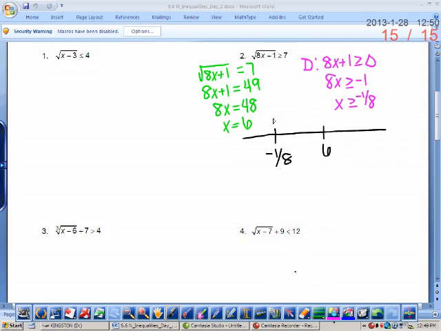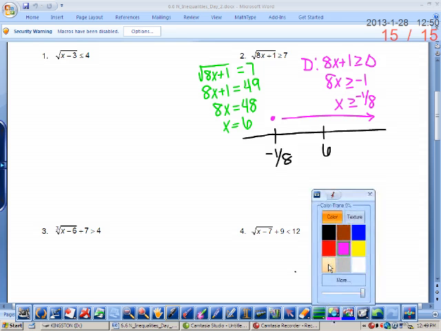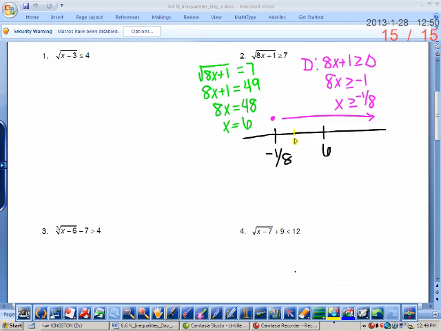Okay, mark your domain as kind of your guide above your number line. And then we need to test some values. You want to test 0. I think that's a good idea. So if I try x equals 0, I get 0 plus 1, so I get the square root of 1. Is that greater than or equal to 7? No. So 0 didn't work.